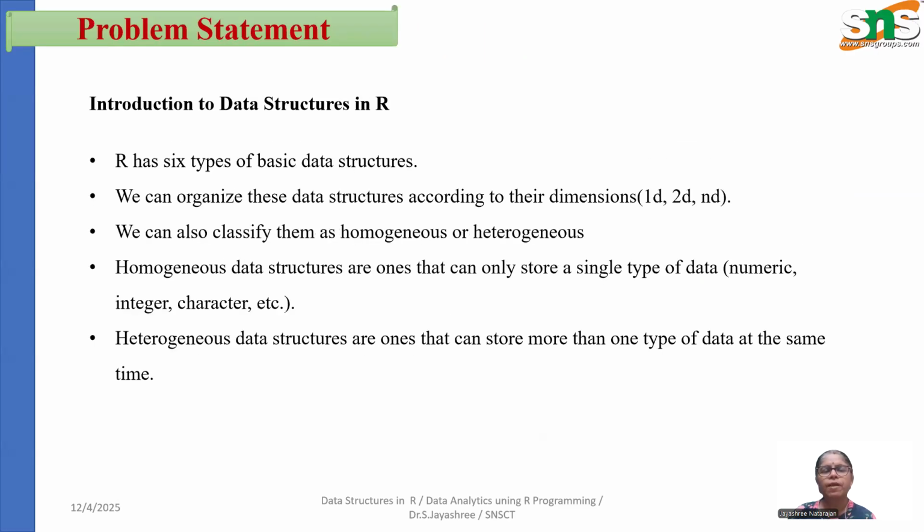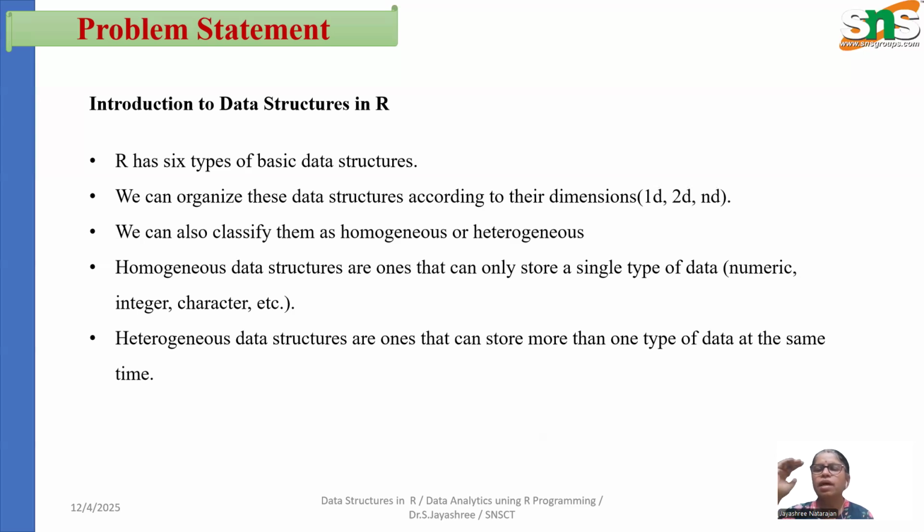Data structures in R have 6 types of basic data structures. We can organize these data structures according to their dimension: single dimension, two dimensions, and n dimensions, which are multi-dimensional data structures. We can also classify them as homogeneous and heterogeneous. Homogeneous data structures contain a single type of data. For example, if it contains integers, it contains only integers, and if it contains characters, it contains only characters.